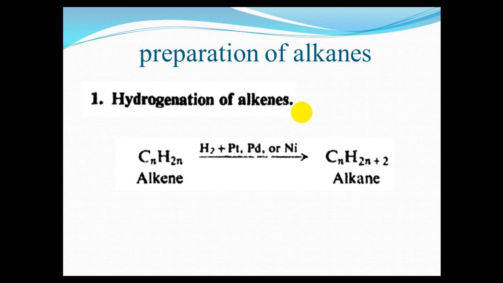There are many methods for preparation of alkanes. The first one, hydrogenation of alkenes. Alkenes, organic compounds which have the general formula CnH2n, can be hydrogenated with hydrogen and a catalyst, this catalyst platinum or palladium or nickel, in order to produce alkane.